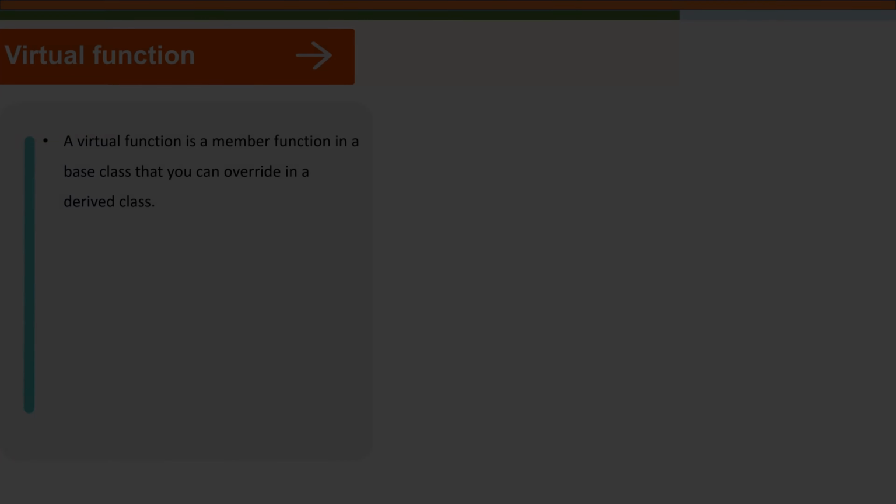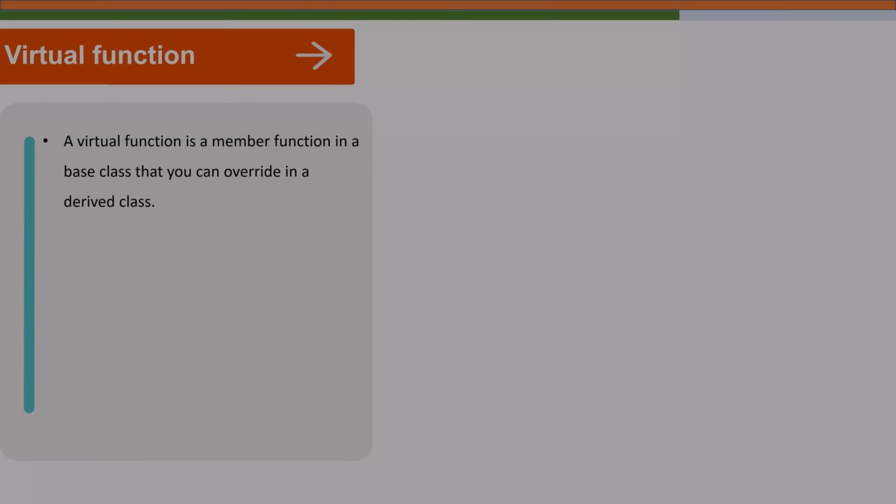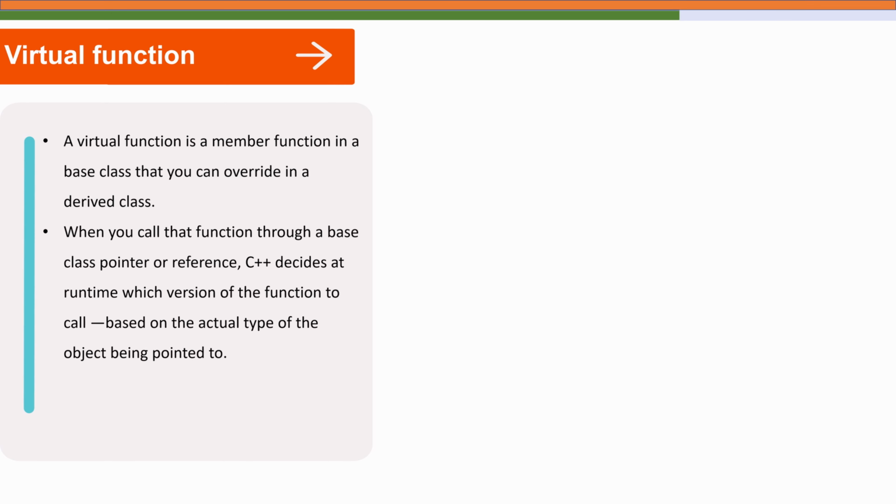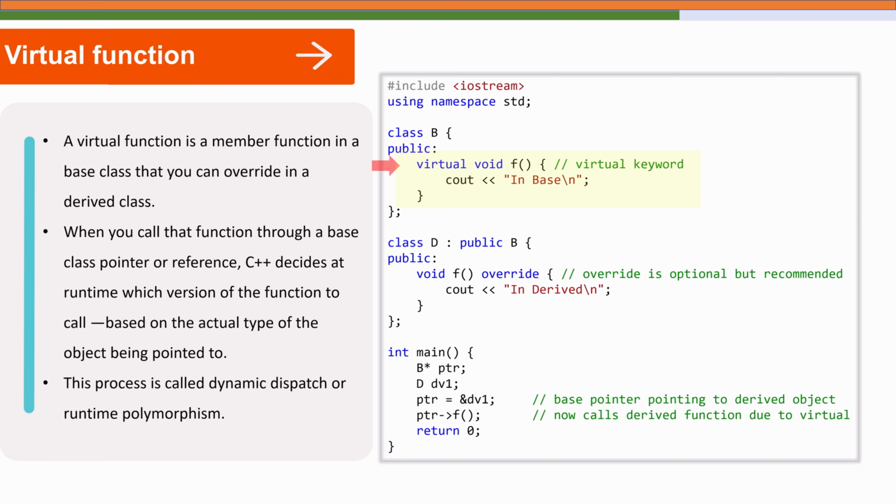A virtual function is a member function in the base class that you can override in the derived class. When you call that function through a base class pointer or a reference, C++ decides at runtime which version of the function to call, based entirely on the actual type of the object being pointed to. This process is called dynamic dispatch, or dynamic polymorphism, or runtime polymorphism.